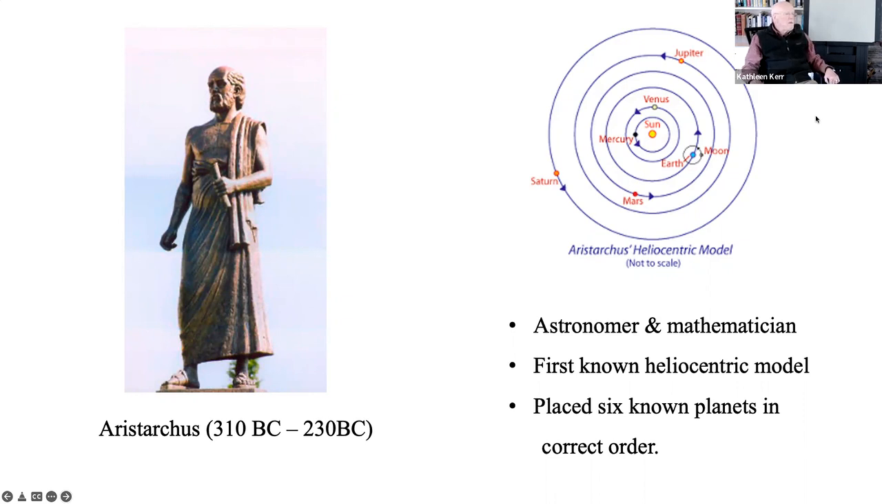So Aristarchus was an astronomer and mathematician. He was first known for the heliocentric model. He placed 6 known planets in the correct order around it. That's all that could be observed with the naked eye at that point. And this is what is a paradigm shift, huge paradigm shift, that waited 2,000 years to be reawakened. And that to me was the power of this story, how long it can take for a paradigm to shift.